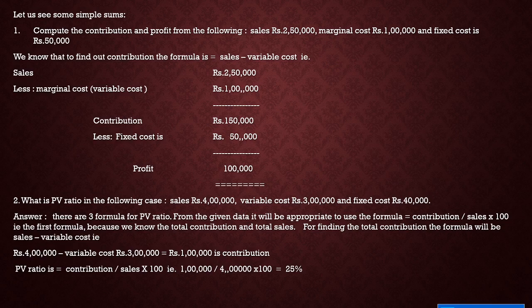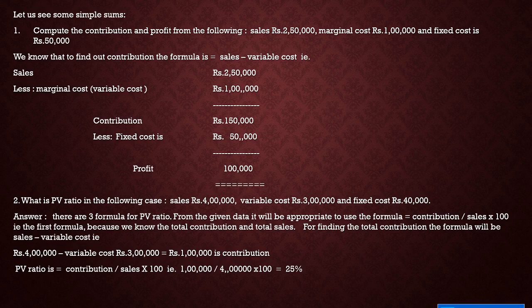Now, we know to find contribution by using the formula sales minus variable cost. The sales is 2,50,000. The variable cost is 1 lakh. The remainder is 1,50,000. That is your contribution. Then, from the contribution, you subtract the fixed cost, which will give you the profit. So the problem asks you to find contribution and profit. For finding the contribution, sales minus variable cost is contribution. For finding the profit, after finding the contribution, minus the fixed cost from that will give you profit.